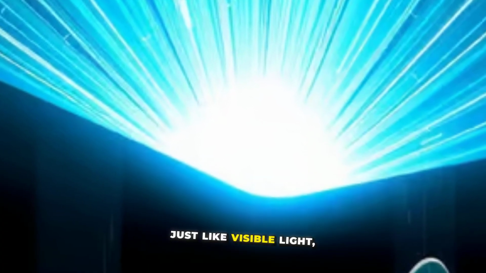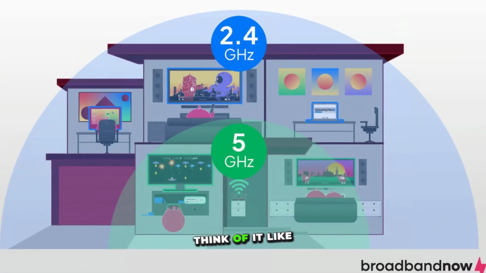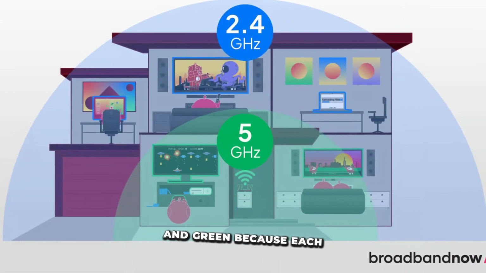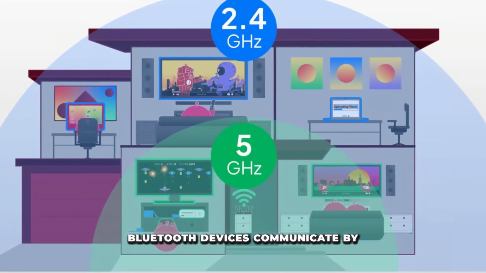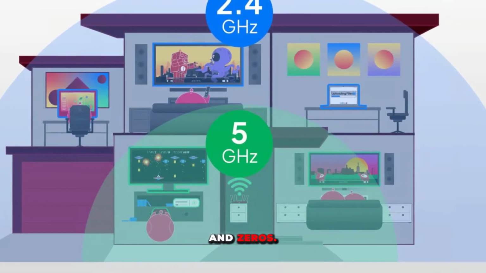Just like visible light, Bluetooth operates using electromagnetic radiation, but at a different frequency. While visible light has wavelengths between 380 and 700 nanometers, Bluetooth operates at wavelengths around 123 millimeters, corresponding to a frequency of 2.4 gigahertz. Think of it like this. When you look at a traffic light, you can distinguish between red, yellow, and green because each color has a different wavelength. Similarly, Bluetooth devices communicate by switching between specific wavelengths to represent binary ones and zeros.